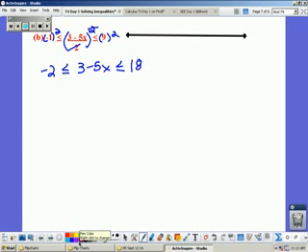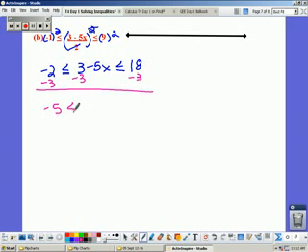Okay, what do I need to move next to get 5x by itself? Subtract the 3. Again, remember to do it to every single piece of your problem. So this will be negative 5 less than or equal to negative 5x less than or equal to 15.